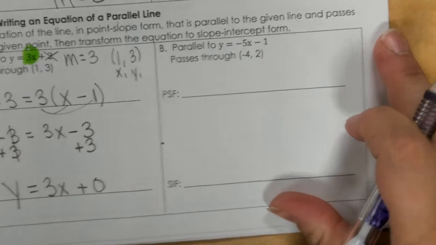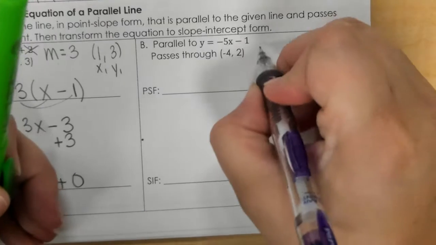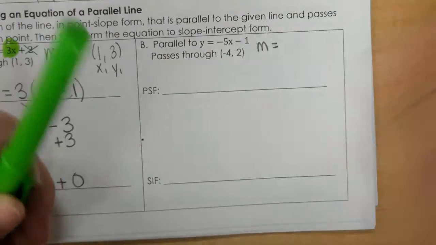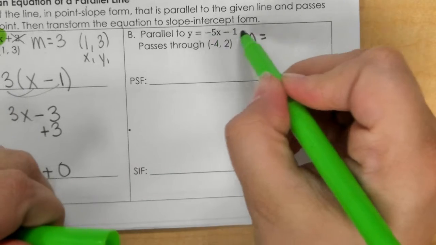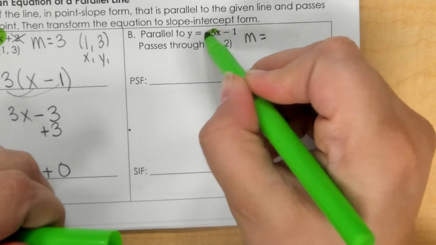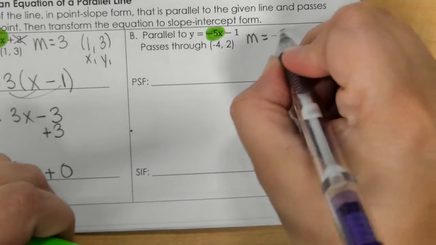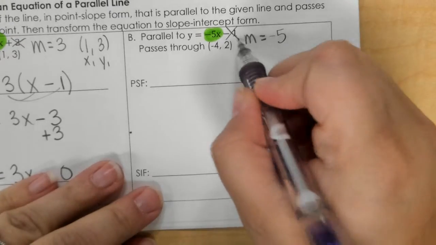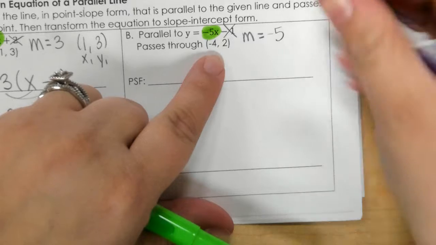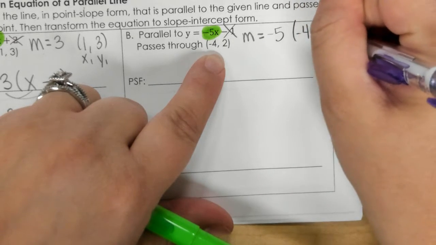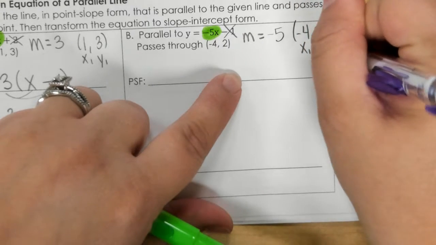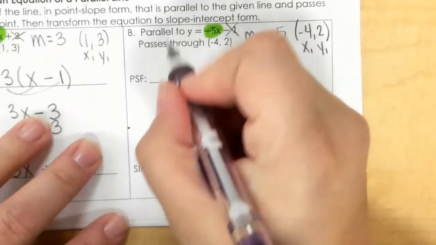Example B is the same way. So we need to find our slope. That's going to be the same as the slope in this equation, which is -5x. That's -5. We don't care about the intercept there. And then we have our point -4, 2. So x1 and y1.